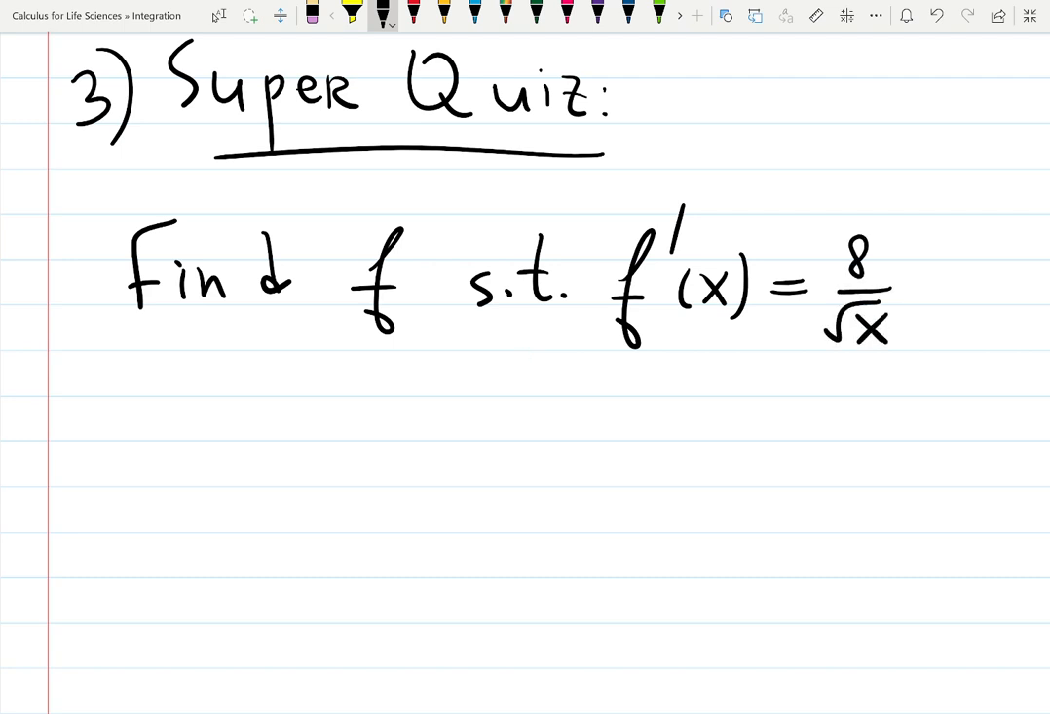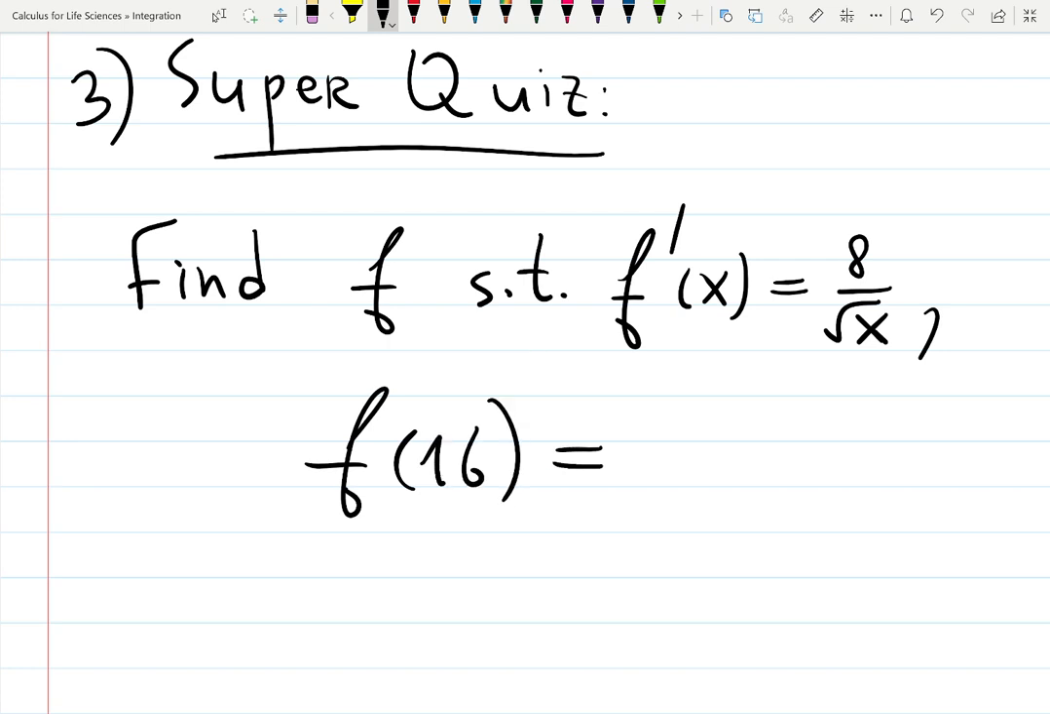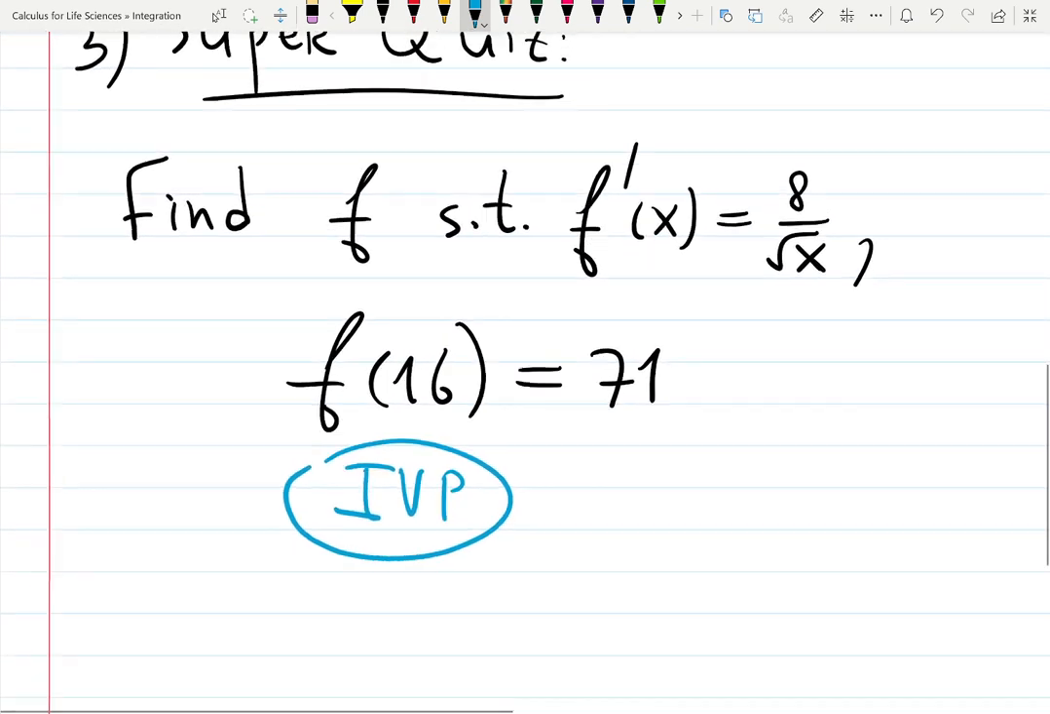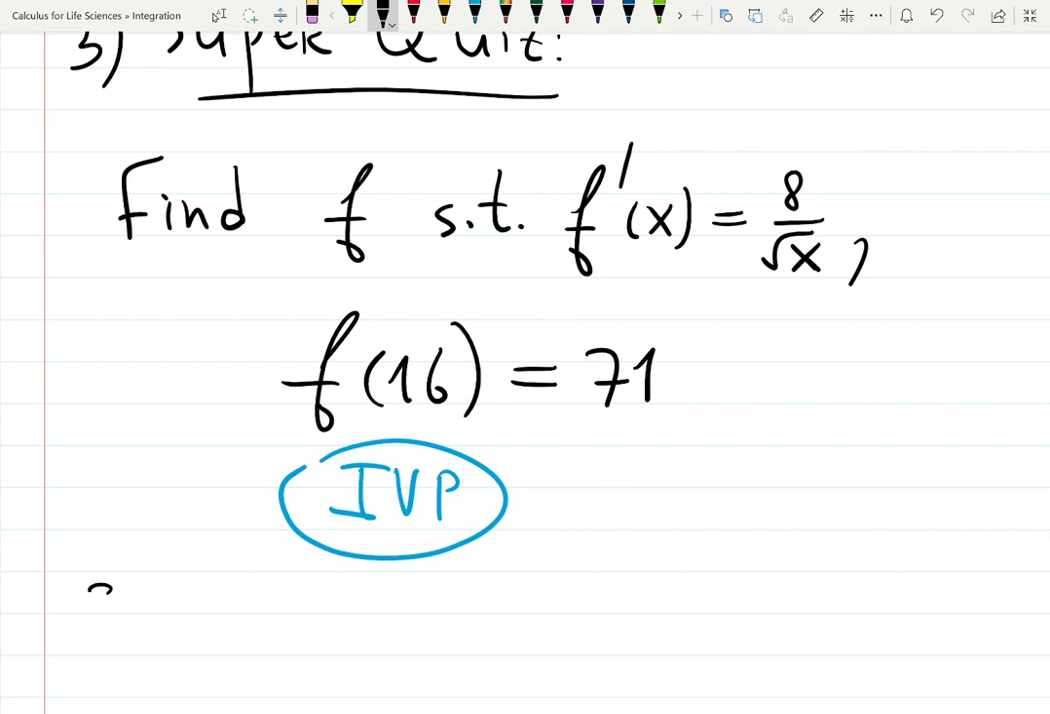So, to get from the derivative to the original, you integrate. But that will give you some function plus c. So that's a family of functions. Don't be late for the exam. 12:10 on Monday. So that is why they give you an initial condition, and that makes the problem an initial value problem. At 16, apparently, it is 71. That is called an initial value problem, IVP, because they gave you the initial value to make sure you have an exact solution, not a family of functions.